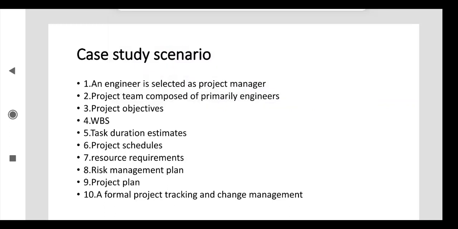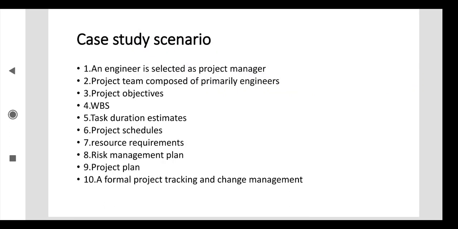So we have to split the project into modules, and for each and every module, estimate how much time it will take to complete. That is the task duration estimate. Then scheduling the project, in which time we have to complete it. Then for each task, how many resources are required; that is the resource requirements. Then the risk management plan. We already saw the separate topic of risk management: what are the risks that can affect the project, internal risks and external risks.